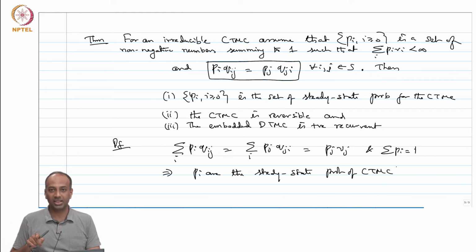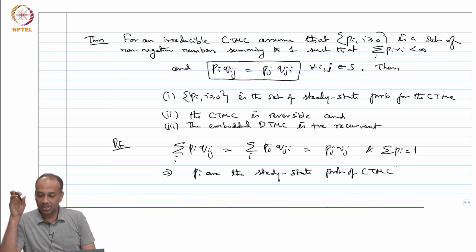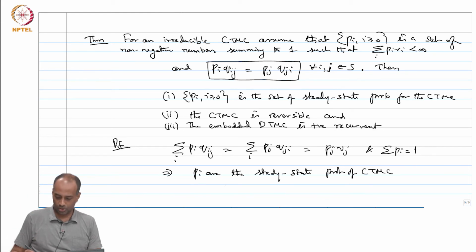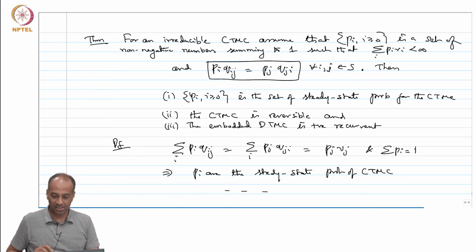Now, the P_i's are the steady state probabilities of the CTMC and they satisfy local balance. Therefore, the CTMC must be reversible. And since the sum over P_i nu_i is less than infinity, you can also get your pi_i's to be strictly positive, meaning that the embedded DTMC is positive recurrent. Those steps you can complete, but this is a very useful result, a very nice result to have.